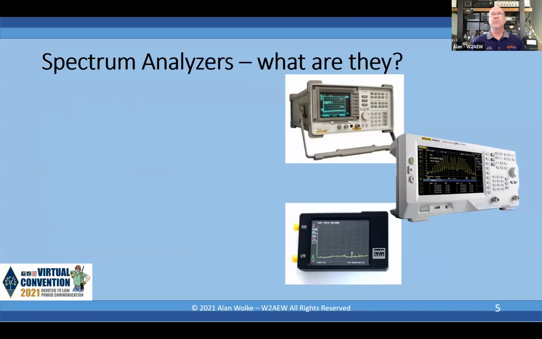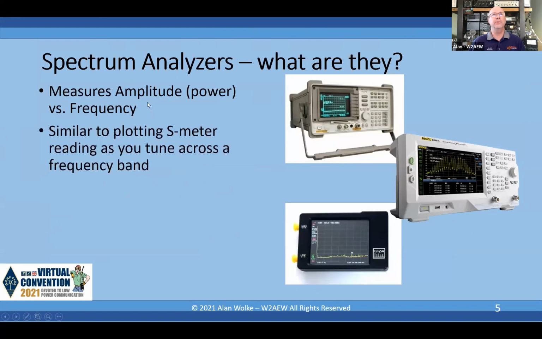So first, let's talk about spectrum analyzers. What are they? In its simplest form, it basically measures the amplitude of a signal, its power versus frequency. In some sense, it's very similar to plotting your reading on your S meter as you tune across a frequency band. A lot of you folks have probably got some SDR radios or even some of the more modern rigs that have a waterfall display, and the trace on the top of the waterfall display is essentially a spectrum analyzer. That's really what we're talking about. Quite simply, that's the primary function of a spectrum analyzer.